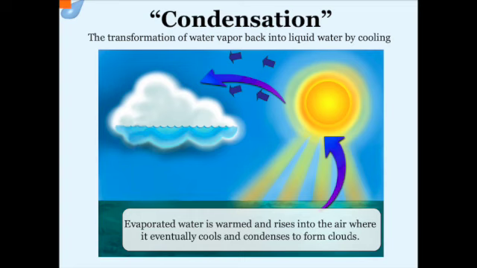Now our next step in the water cycle is also our second step to form clouds. And this step is called condensation. This occurs when the water vapor we just talked about is warmed and rises into the air. And then when it rises, it cools down because air is colder up higher, and it will condense, or turn back into liquid water.